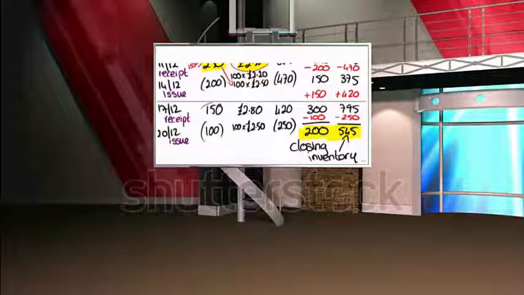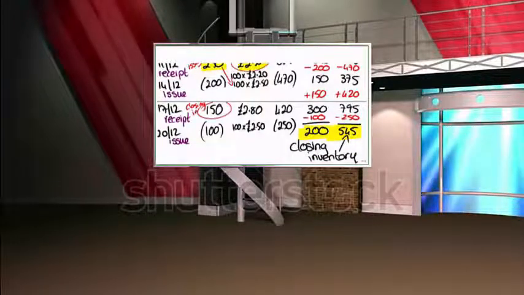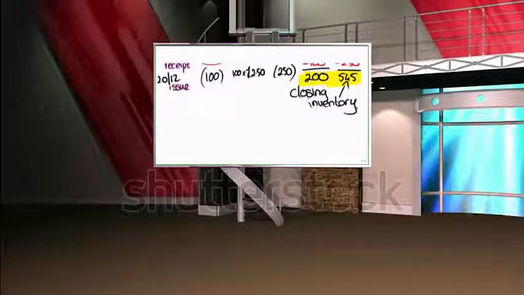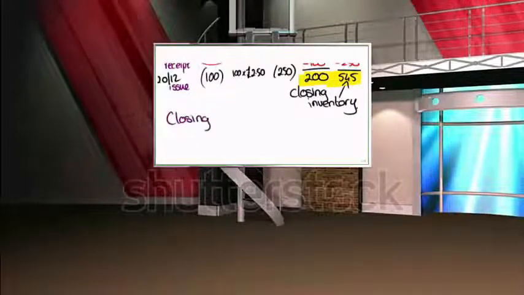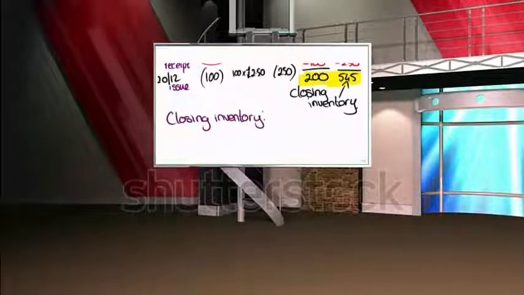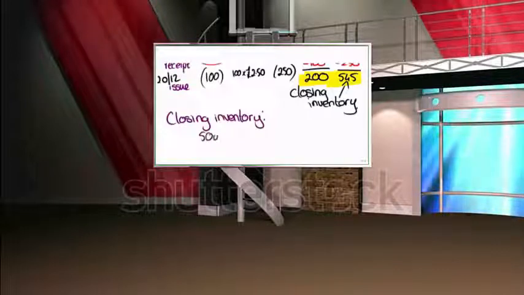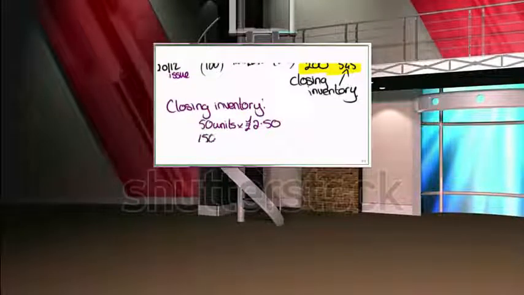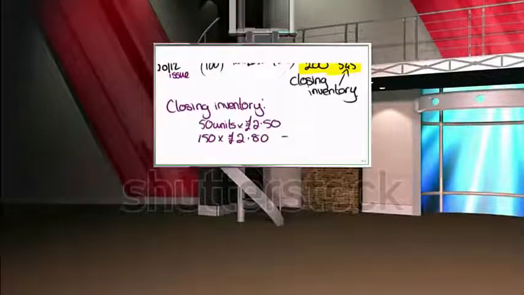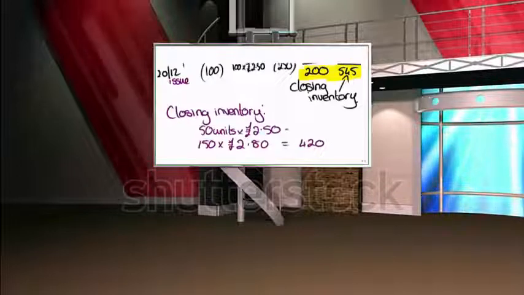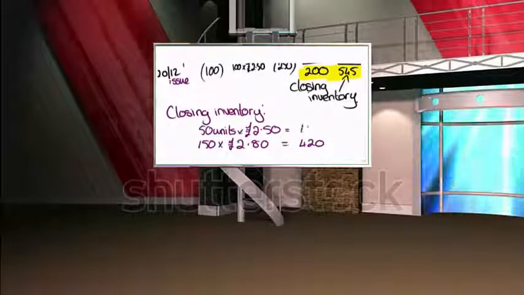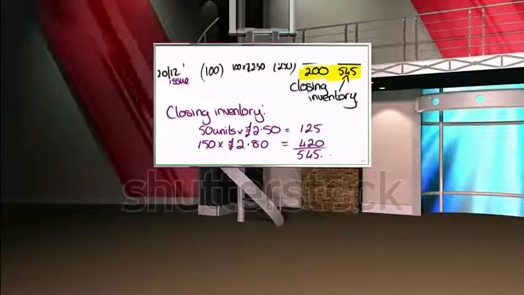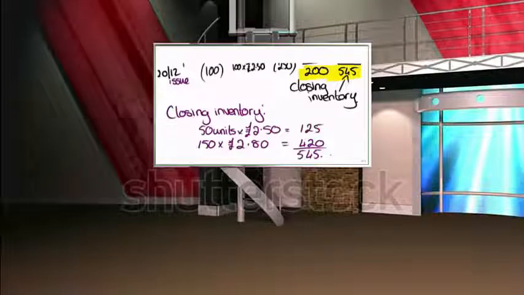And the remaining 150 units comes from our most recent purchase on the 17th of December. So our closing inventory then is made up of our more recently purchased units, 50 units at 250 and 150 units at 280. Which had a total purchase value of 420, and our 50 units at 250 gives a value of 125. When you add the two together, that brings us to our total closing inventory value of 545.